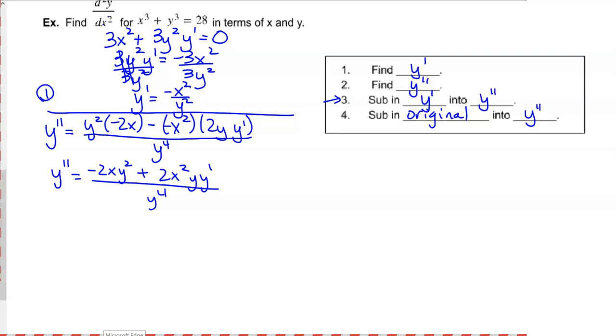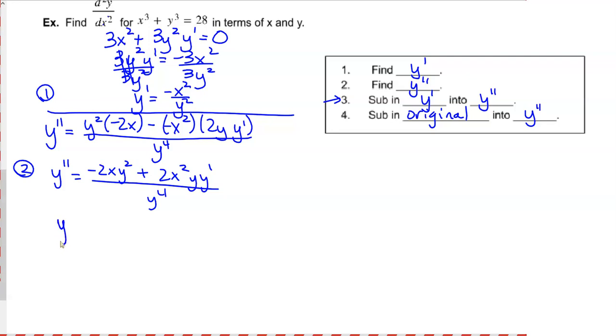If you look on the top, I do have a y prime. So this is actually step 2 here, where I'm finding y prime. But in step 3 it says we need to sub y prime into the y double prime. So that means right here I've got to take that out and put this in, because that's what y prime is equal to. So I need to put a negative x squared over y squared in for that.